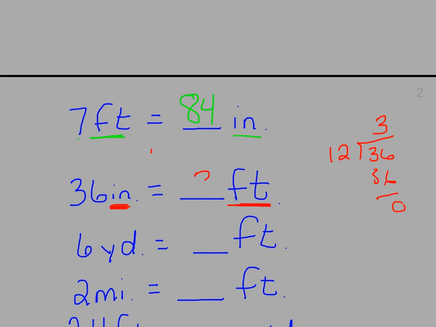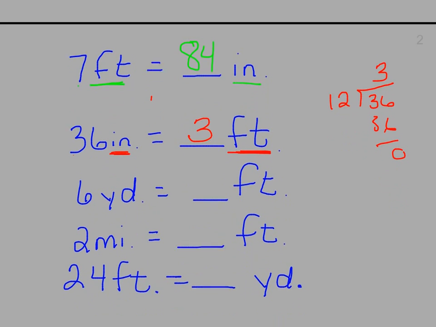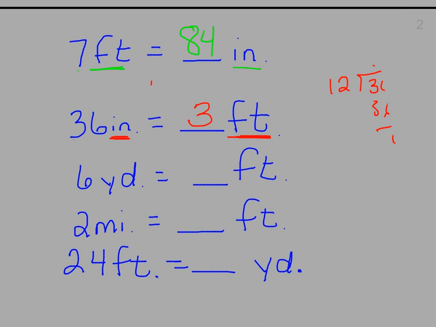So we'd write 3. So that'd be like having 3 rulers, 36 inches. And 3 rulers is exactly 3 feet. So we just divided that. Looking at the next one, 6 yards to feet. So again, we're looking at what are we starting with? We're starting with yards. And we're going to feet, which means we're going from a bigger to a smaller.